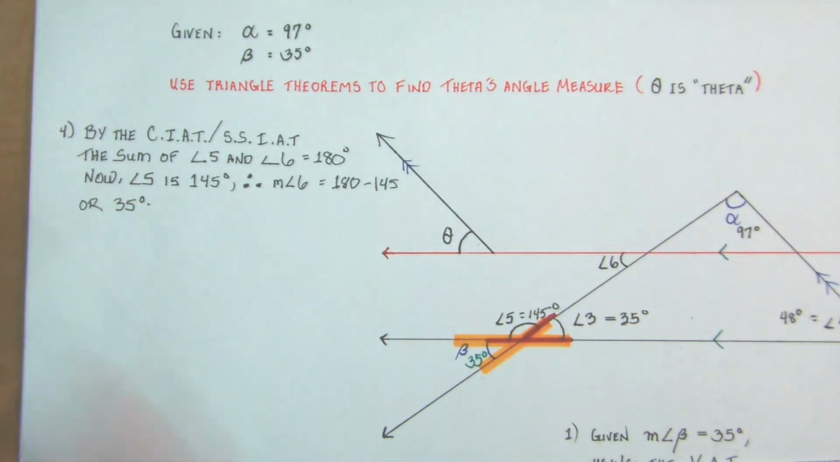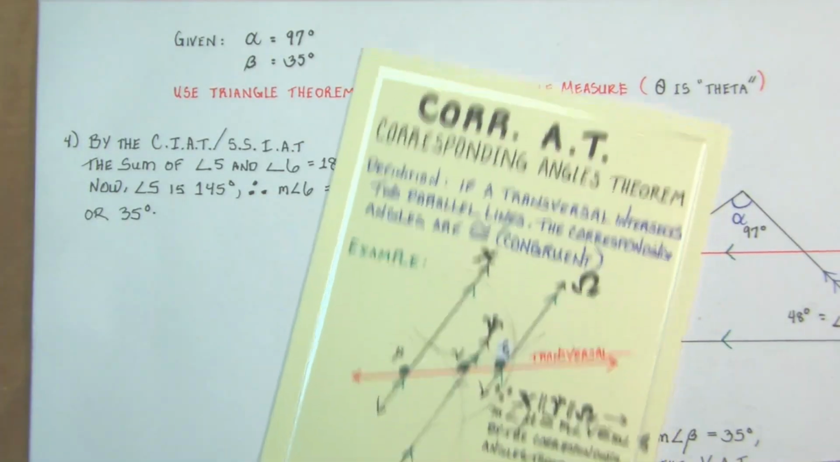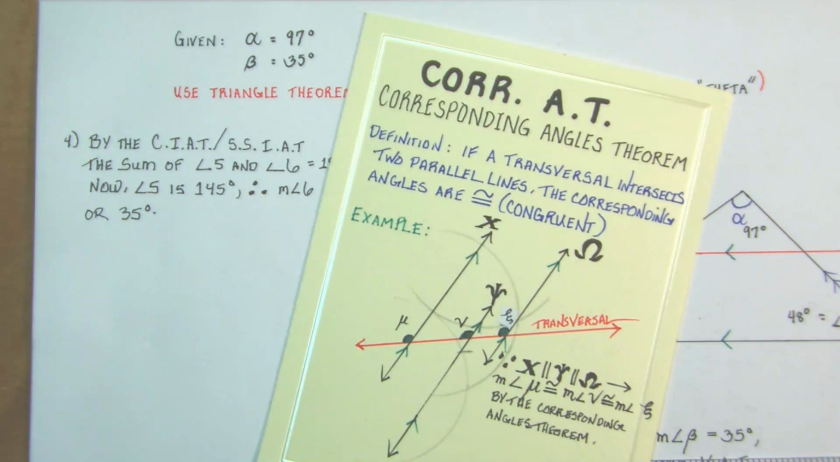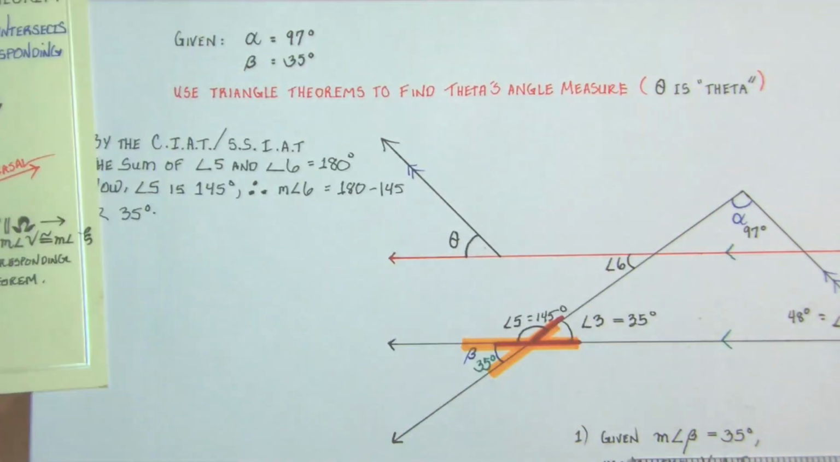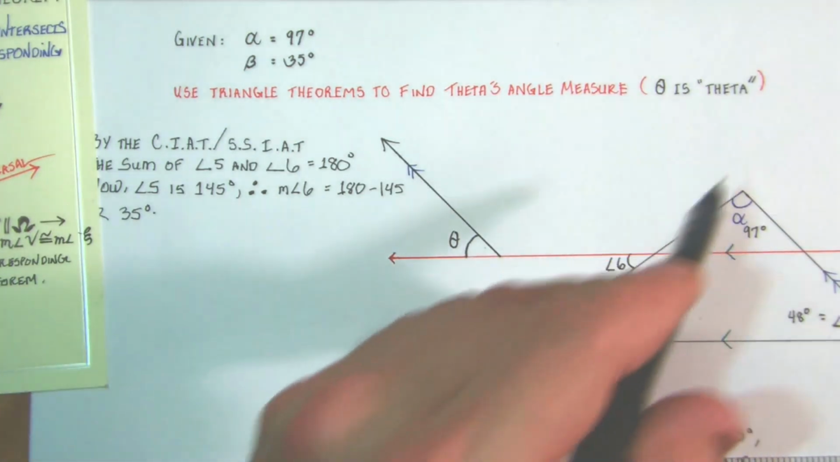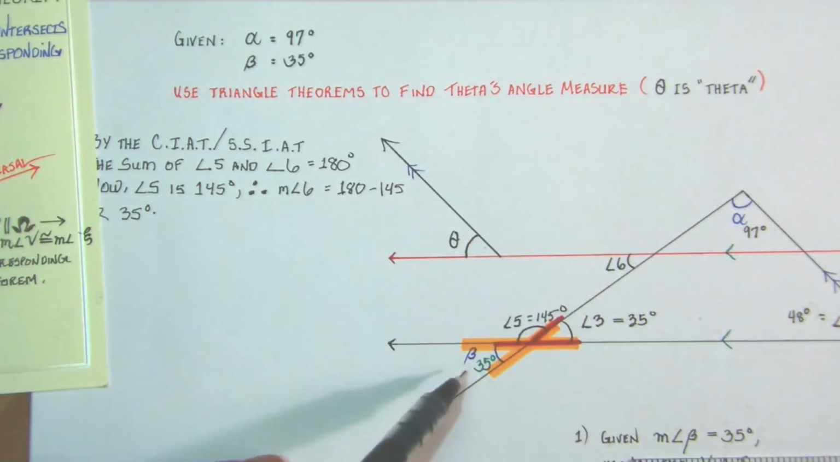Now, there was another way we could have known that. We could have thrown down this card, the corresponding angles theorem. It says here, if a transversal intersects two parallel lines, the corresponding angles are congruent. What are corresponding angles? Well, we have two parallel lines cut by a transversal. Angle 6 and beta are corresponding. So we could have just seen that and said angle 6 is 35.